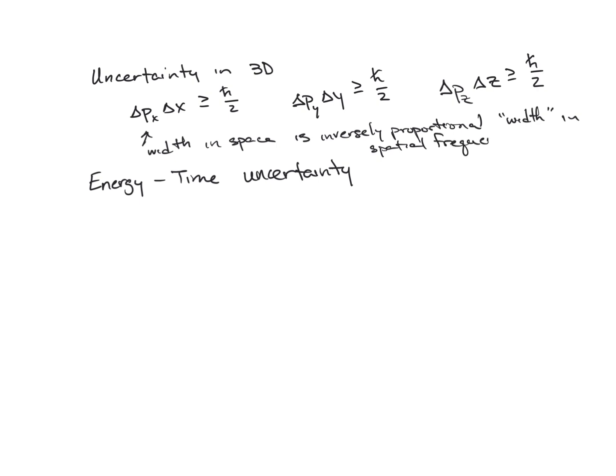Remember, we can relate momentum to that wave number or to our wavelength. And so there's a variety of k values that'll give us kind of a more certain width in space in x, y, or z, right? So energy time uncertainty is how we're going to relate kind of a width in time, so a certain time interval, to a temporal frequency.